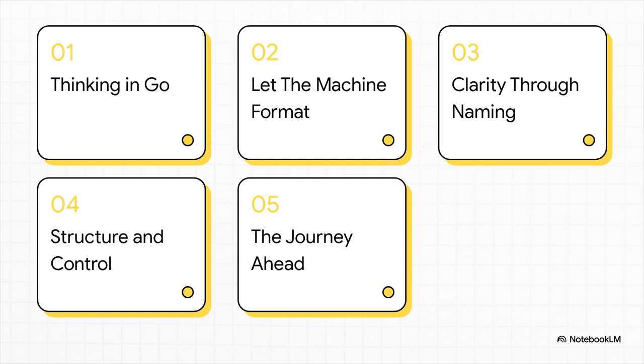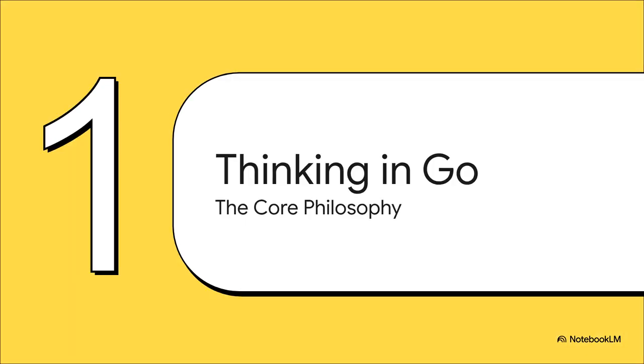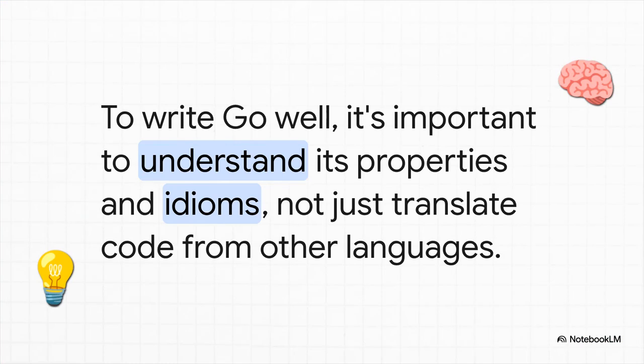And to help us do that, here's our game plan. We're going to start with the core philosophy, then we'll dive into some super practical stuff like formatting, naming, and control structures, and finally, we'll take a peek at what's coming next on this journey. All right, first things first, we have to talk about the philosophy, because before you can even begin to write idiomatic Go, you've got to understand the thinking that shaped the language in the first place. Look, the big takeaway here is really simple. Stop fighting the language. When you lean into Go's properties and its conventions, your code just naturally becomes clearer, way more efficient, and a whole lot easier for anyone else on your team to pick up and maintain.